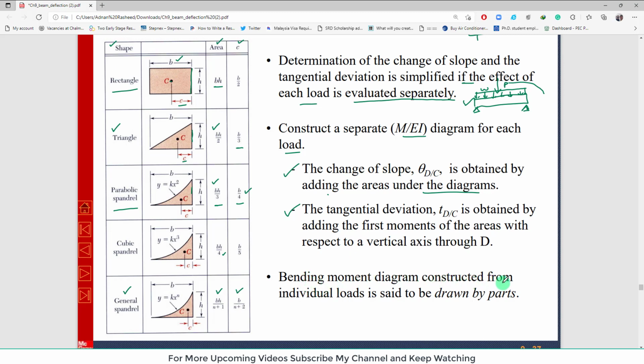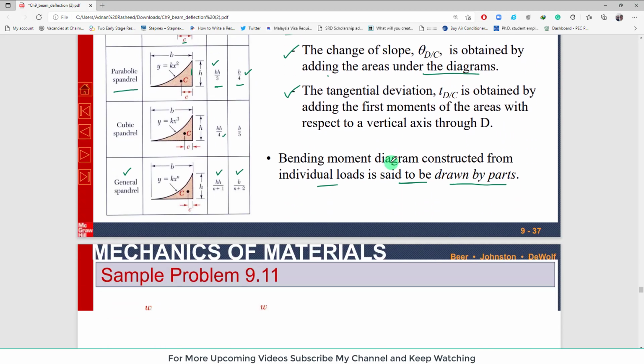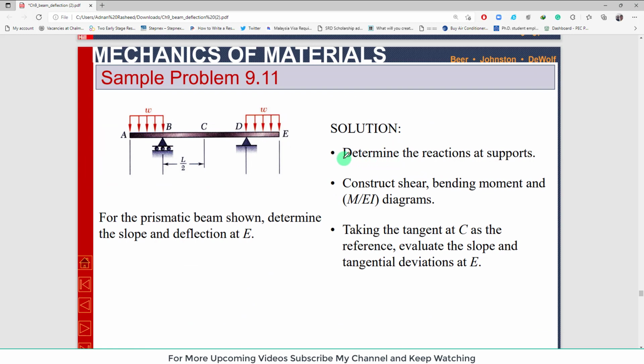A bending moment diagram constructed from individual loads is said to be drawn by parts. So if you first draw the bending moment diagram of the distributed load and separately for the concentrated load, the bending moment drawn for each individual load is said to be drawn by parts. That is why it is known as the bending moment diagram by parts. Now let's move toward a sample problem, and after that you will be able to understand the concept of the moment area theorem. So sample problem 9.1.